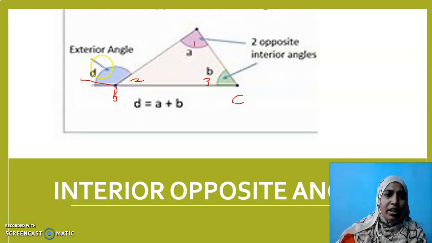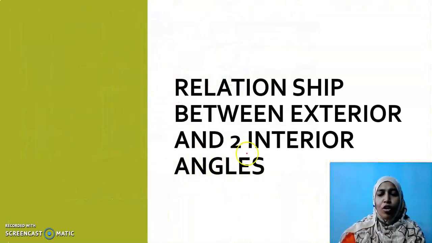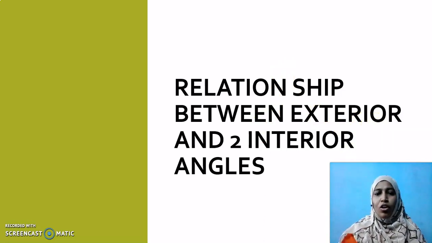And also note the exterior angle and one interior adjacent angle. This angle is adjacent to the exterior angle. These two together, if you add, you will get 180 degrees because it will become a straight angle. Is it clear, my dear children? We have to note many things in this triangle. One exterior angle, two opposite interior angles, and one adjacent angle to the exterior angle, and these two angles together will make 180 degrees. Now we are going to see the relationship between exterior angles and interior angles. Are you all ready, my dear children?